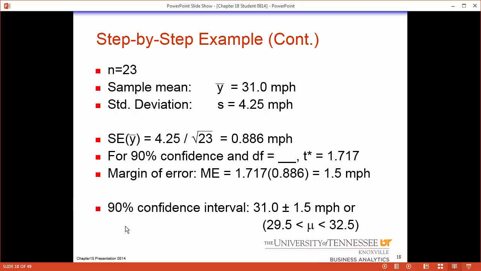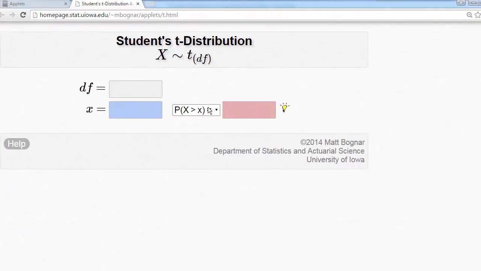Now let's look at something. Let's go over to an applet we haven't seen before, the t-applet. This can be found under the applets on MyPearson. Here we are looking at the applet on MyPearson. And what you'll notice is this is a t-distribution applet, and the first thing it asks you for are the degrees of freedom.